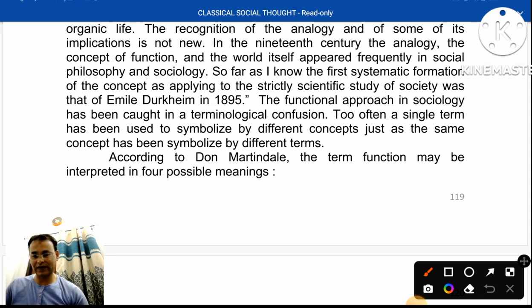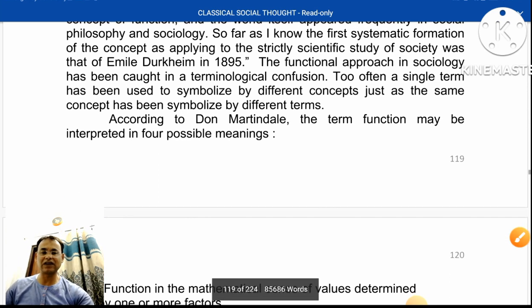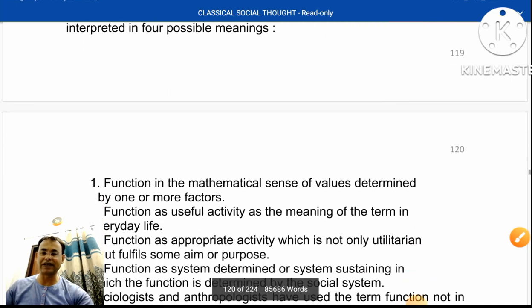So if this question is asked, the first use of the term function is by Herbert Spencer, and it was elaborated in a scientific manner by Emile Durkheim. The functional approach in sociology has been caught in a terminological confusion. Too often a single term has been symbolized by different concepts, just as a concept has been symbolized by different terms. According to Don Martin, the term function may be interpreted in four possible meanings.